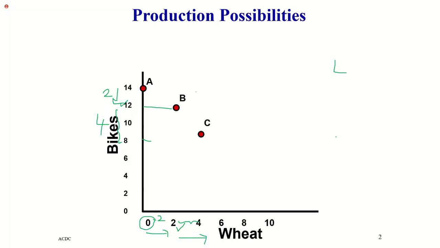So likewise, this applies to any resource, right? So now you take away more people. Likewise, you take away more people to produce wheat. And as you produce more and more wheat, you can see you give up more and more bikes. When you produce 8 units of wheat, you cannot produce any bikes.